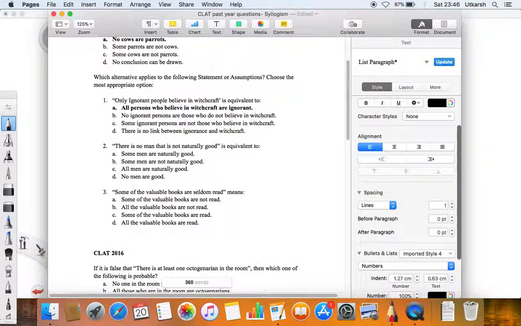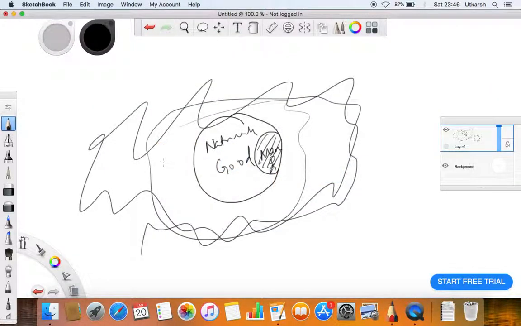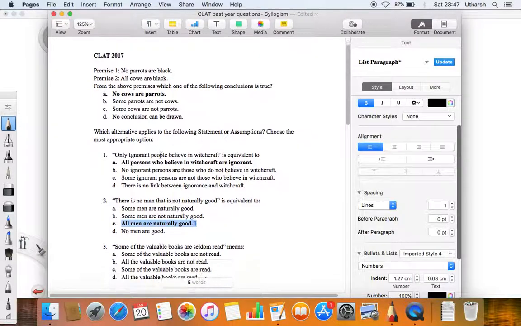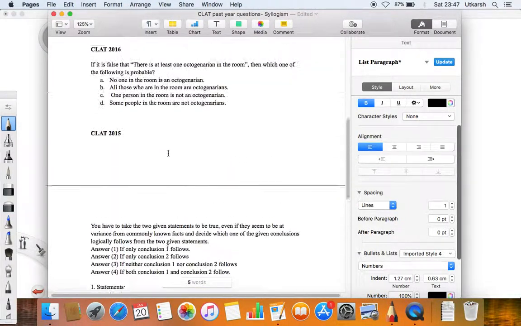And third, all men are naturally good. Again, that's pretty clear from a reading of this plate, that's what we got. So this is the right answer. You see, if all men are naturally good, automatically some men are naturally good, which is why these are very poorly framed questions. But I guess these are the kind of questions you have to deal with.